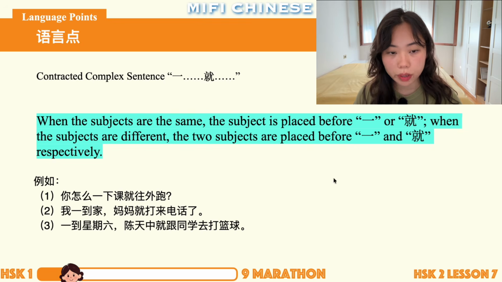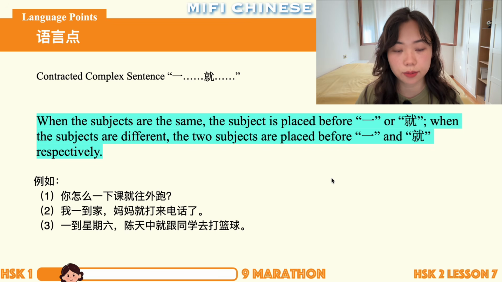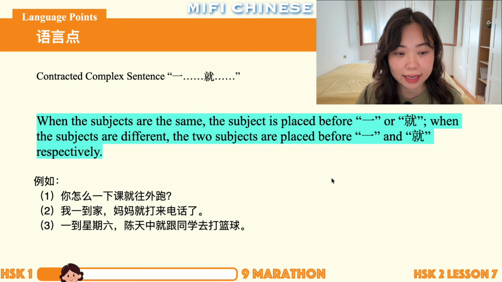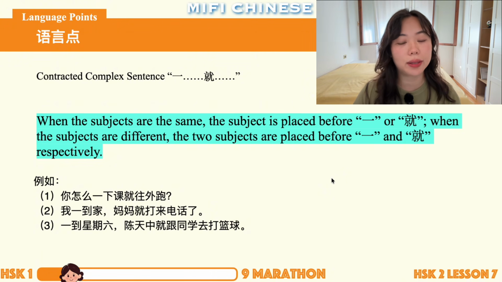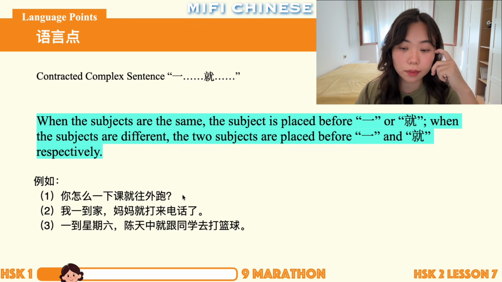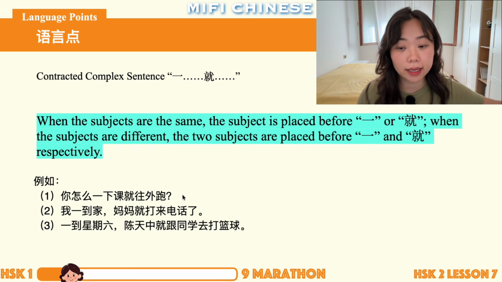Now let's see. What about the structure? When the subjects are the same, the subject is placed before 一 or 就. When the subjects are different, the two subjects are placed before 一 and 就 respectively. Okay, a bit complicated, but let's understand it in the example. So first one, 你怎么一下课就往外跑? Here, the subject is the same, right? The person who finished the class and also the person who runs outside is the same person, is you, right? So you can place you before both 一下课 and 往外跑 because it's the same person.